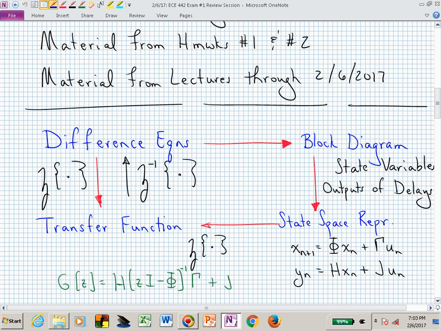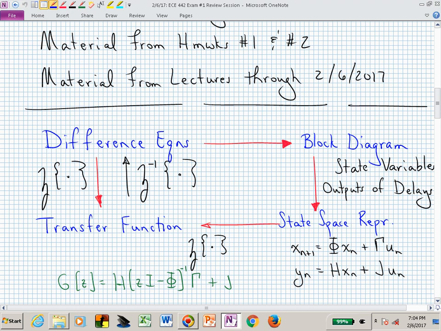Going from transfer function to difference equation, we will wait and do on exam number 2. That's the inverse Z transform. But you should be able to follow your way around this 4-cornered square. Question? These slides or these notes will be available after class. So after this review session.